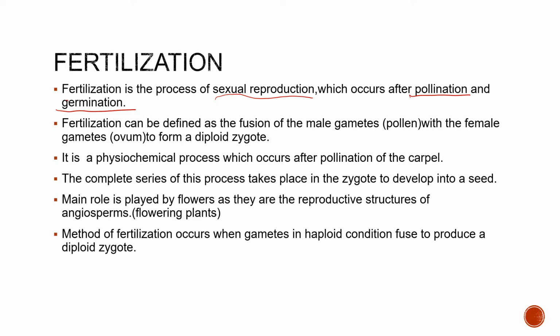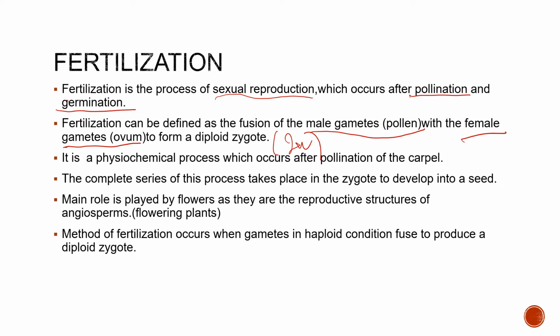Now what is fertilization? Fertilization is the fusion of the male gametes, or the pollen, with the female gametes, or the ovum, to form a diploid zygote. So what is a diploid zygote? That is 2N. The male gamete, that is the pollen, will fuse with the female gamete, that is the ovum, to form a diploid zygote.